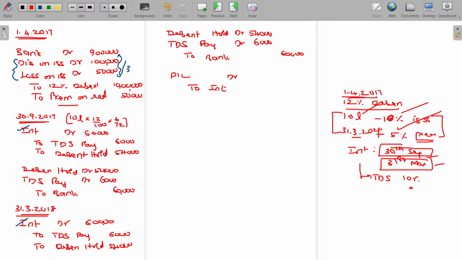How much? 60,000 plus 60,000, 1,20,000. Not only that, to discount on issue and loss on issue. 1 lakh plus 50,000, 1 lakh 50,000, but how much am I going to write off? Only 50,000. So the amount debited to the P&L account being 1,70,000 rupees. Is that clear? Are you able to understand?